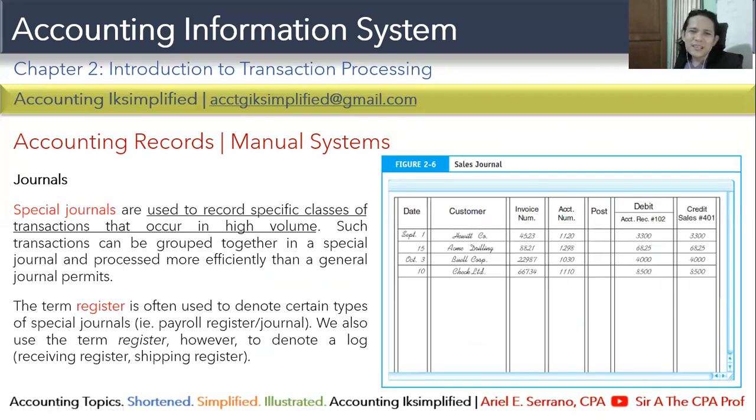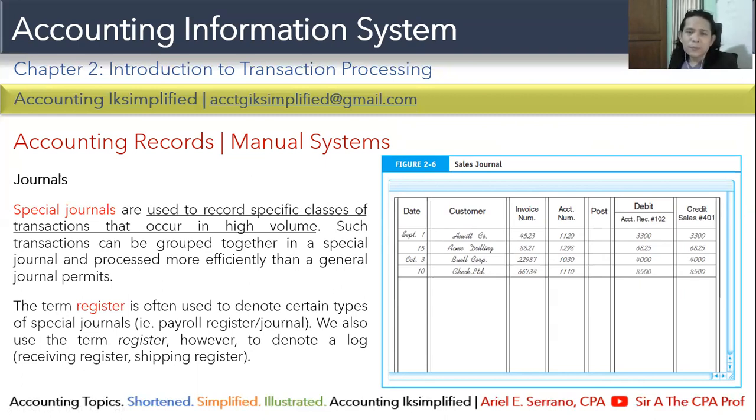Okay? Special. Ibig sabihin, hindi siya yung general. Kasi, general journal, as I will be explaining later on, is used for non-recurring transactions. Okay? For other medyo less to happen. Ang special journals kasi, it is used to record specific classes of transactions na nangyayari in high volume. Okay? Ano ba yung mga alam ninyong special journals?